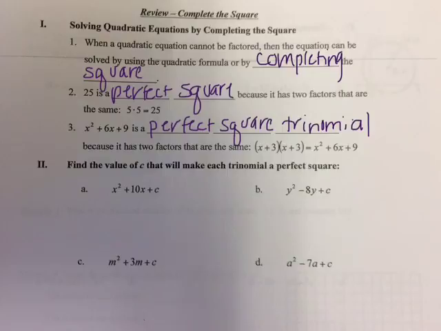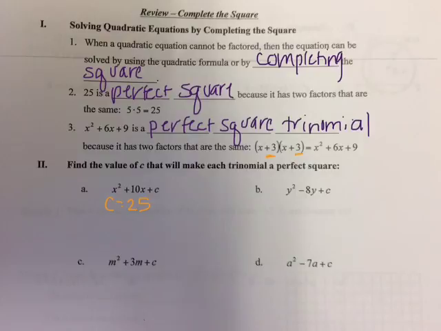So in this next section, we're going to practice creating perfect square trinomials. Okay, well, what does C have to be to make this a perfect square trinomial? Well, C has to equal 25. Okay, because if you notice in here, 3 times 3 gives us 9, and 3 plus 3 gives us 6.